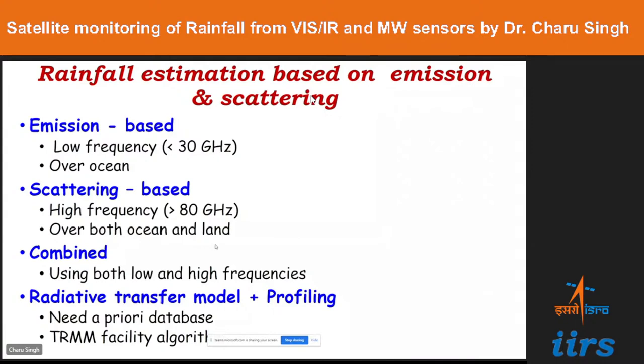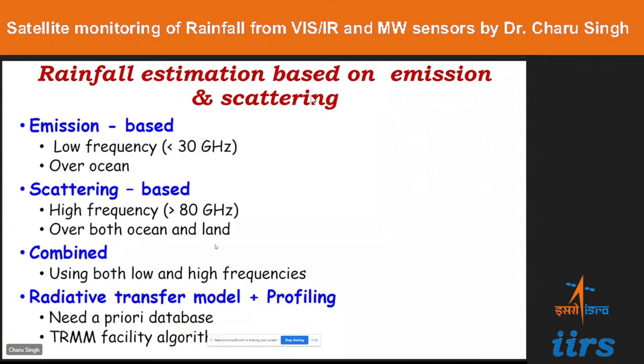Suppose we are using low frequencies, less than 30 gigahertz or so. The technique associated with rainfall estimation in this category comes under the emission based method, and this method is more applicable over the oceanic region. There is another method called the scattering based technique. This technique we use for high microwave frequencies like 80 gigahertz or higher, and this particular method is applicable over both ocean and land.